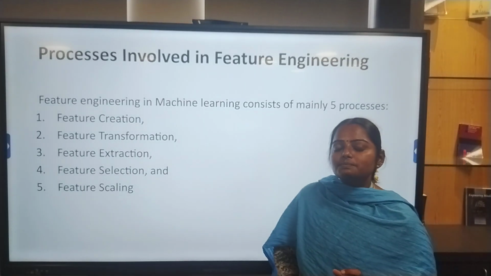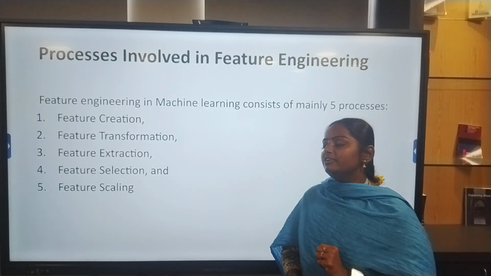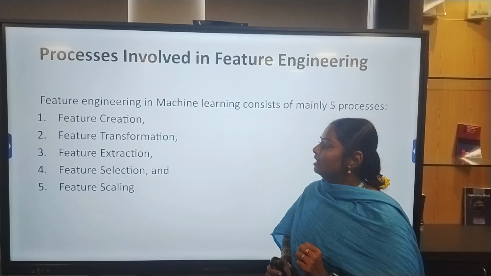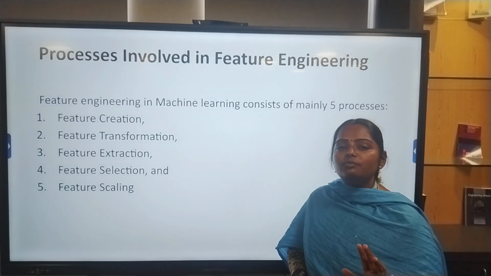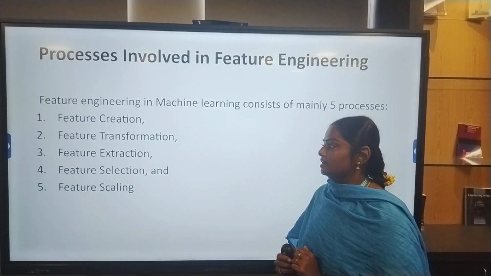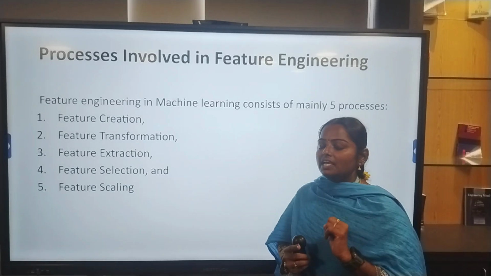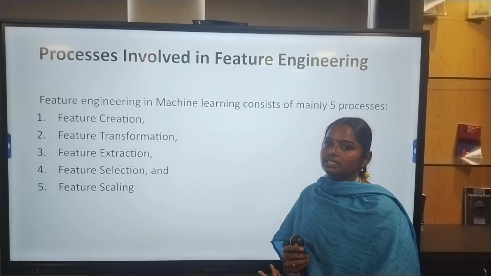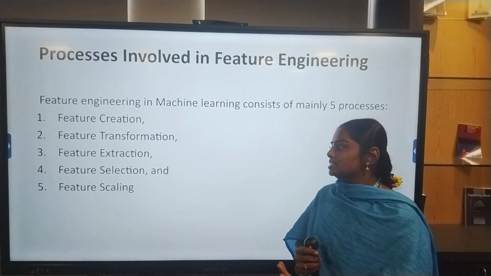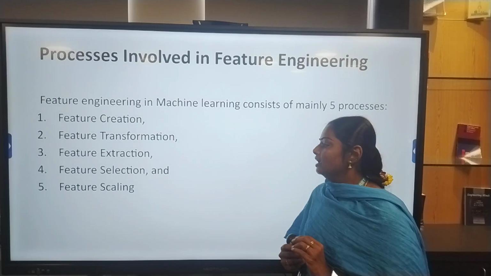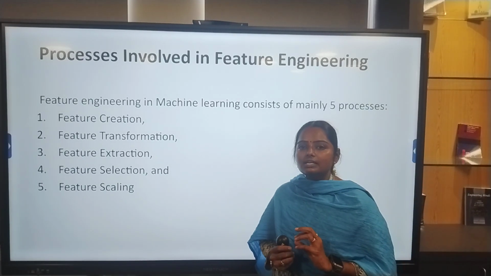And here comes the set of processes involved in feature engineering. These are called the phases of feature engineering. Here we have 5 important phases. The first thing is feature creation. My second phase is feature transformation. The third process is feature extraction. My fourth one is feature selection. And the last one is feature scaling.